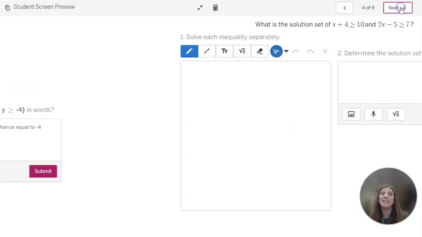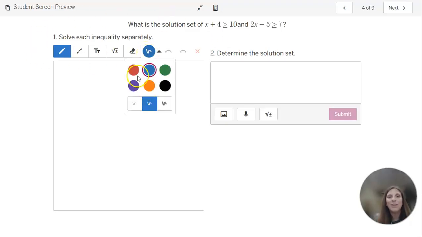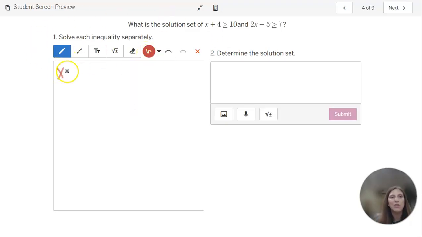So let's look at some examples of that. It says, what is the solution set of x plus 4 is greater than or equal to 10 and 2x minus 5 is greater than or equal to 7? So it gives us a hint here. It says solve each one separately. So let's go ahead and do that.